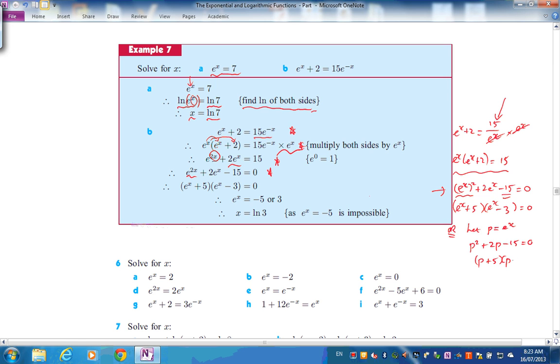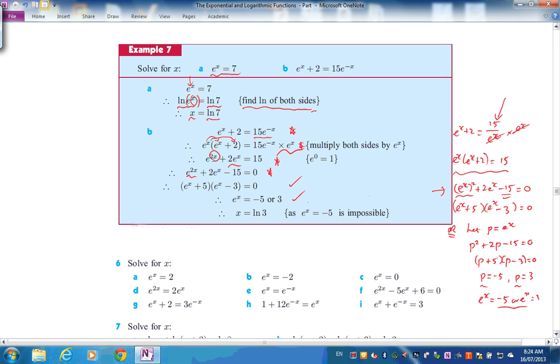P plus 5, p take 3, or if you're not much good at factorisation, you could use the formula for the roots of a quadratic. I'll show you that in a minute. But then you have to return from p land, you let that be e to the x, so e to the x is neg 5, or e to the x equals 3, and we'll go on from there.